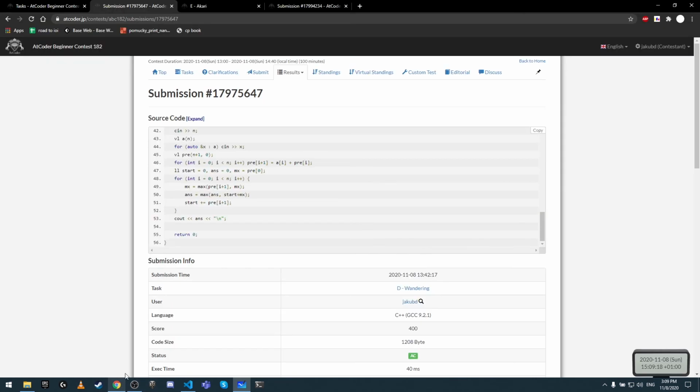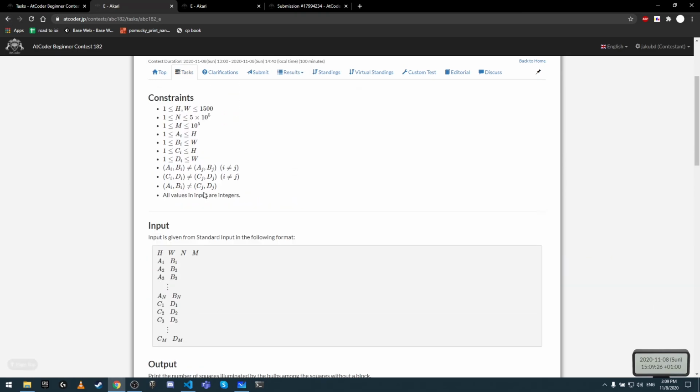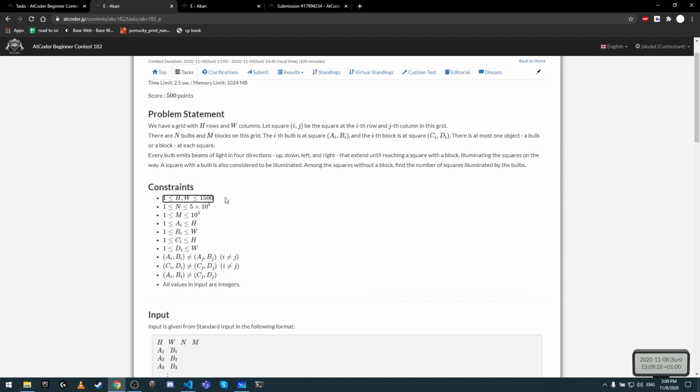And the problem E, getting to the finish line. Problem E has very little constraints. As you can see, you have 10 to the 5 light bulbs, which means that you cannot just go through each light bulb and iterate through its row and its column and light up all of them in the matrix. So you cannot do that, right? You need to do something smarter.